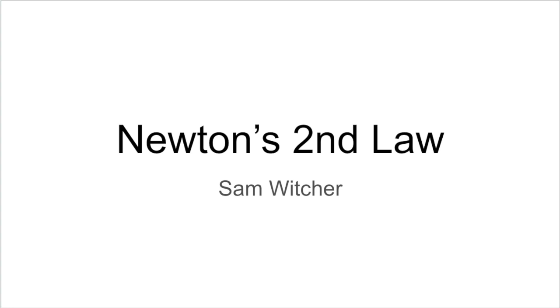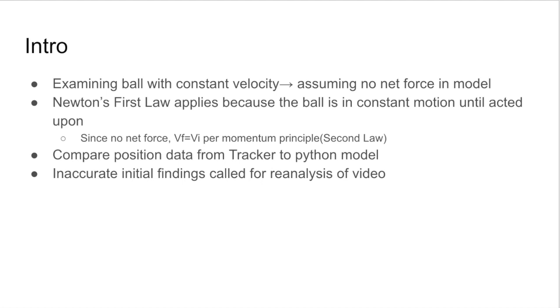Hi, today we're going to be looking at Newton's second law of motion in the real world. Today we are examining a ball rolling. We are assuming it has no net force acting upon it, so it theoretically should be moving at a constant velocity. This stems from Newton's first law stating that an object persists in constant motion or rest until acted upon. Since we assume no net force, then final velocity equals initial velocity.